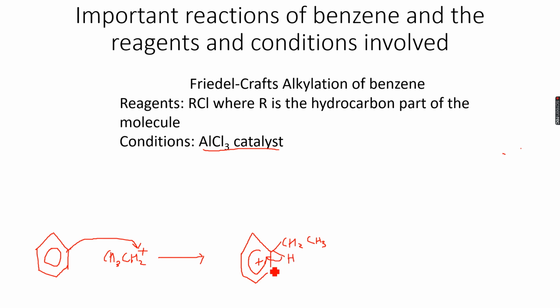to show the movement of these electrons towards the positive charge, and then I again get my good old stable benzene molecule. The only difference being that it's attached to an ethyl group. So I get my benzene molecule, it's attached to my ethyl group, and I have successfully alkylated my benzene.